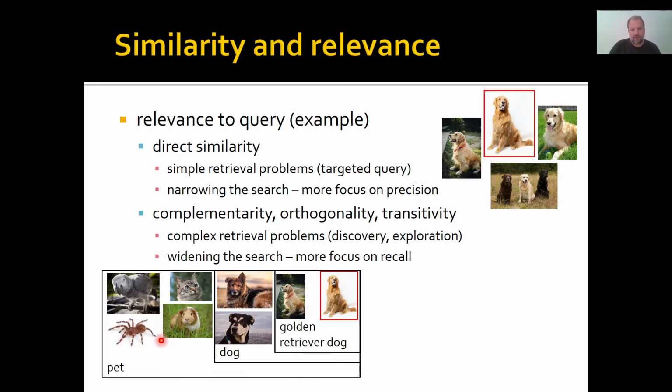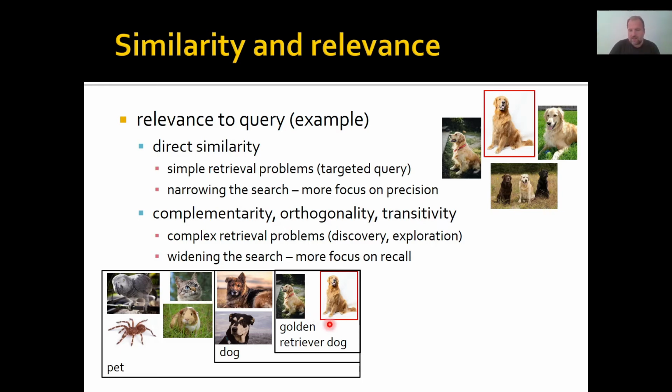So here we get pets, and they are not dogs at all. So there is a cat, there is a mouse, there is a parrot, and there is even a spider. Spider is completely not similar to dog, but they could be sharing the same category, and that's the category of pet. So by this illustration, we could motivate our intention to widen the concept of relevance to something more than just direct similarity.